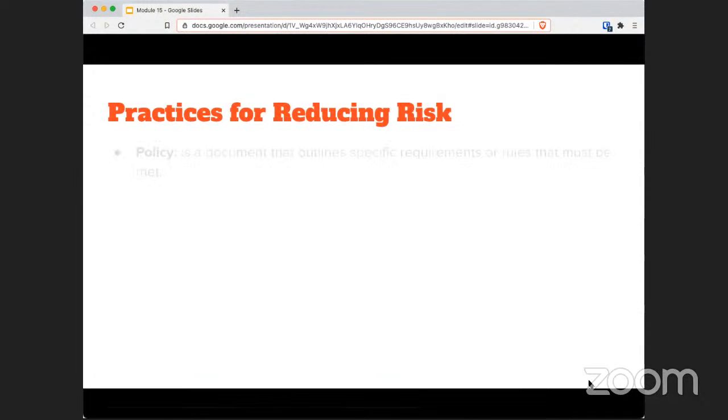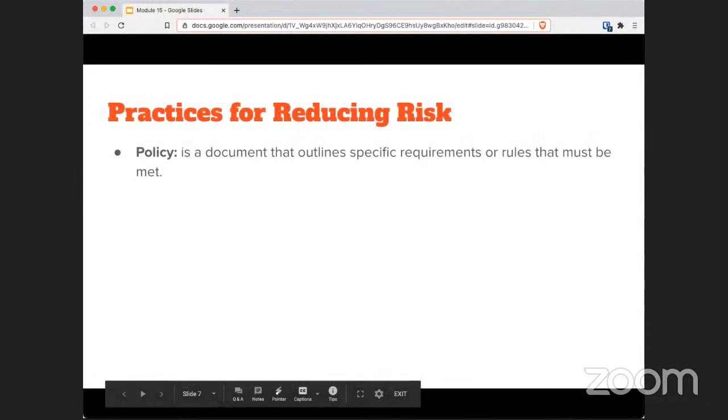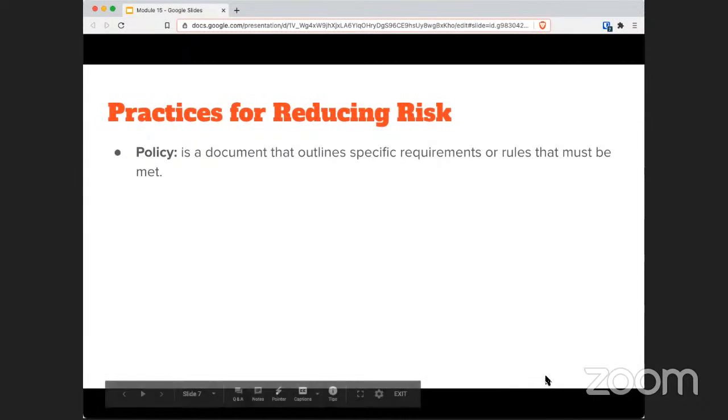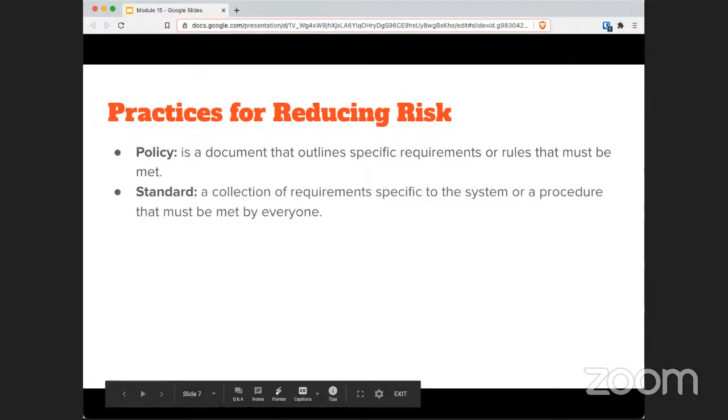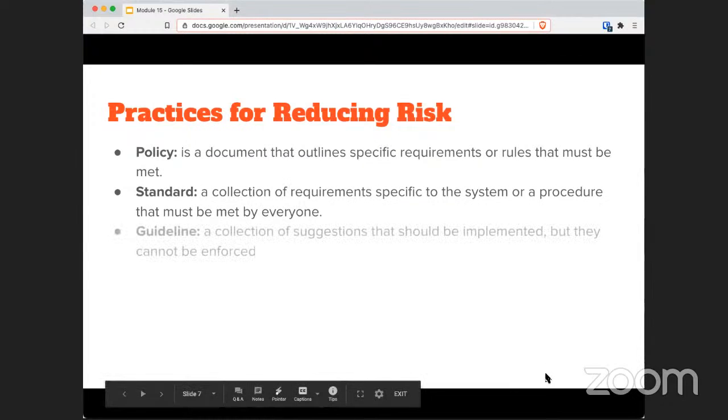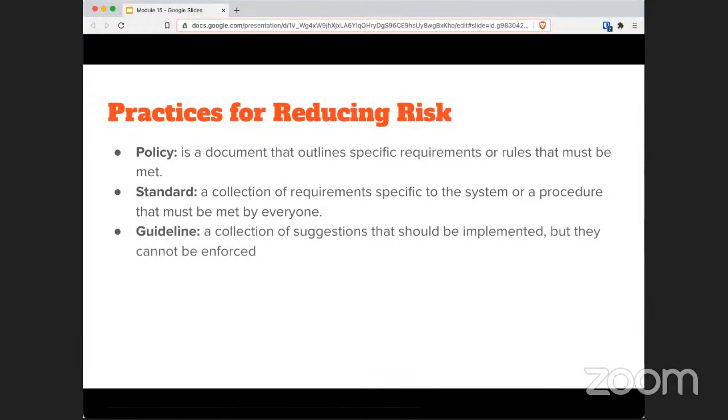Some practices for reducing risk. A policy is a document that outlines specific requirements or rules that must be met. A standard is a collection of requirements specific to the system or a procedure that must be met by everyone. A guideline, a collection of suggestions that should be implemented, but they cannot be enforced. These policies are found in most places: the acceptable use policy, the personal email, and the social media policy.